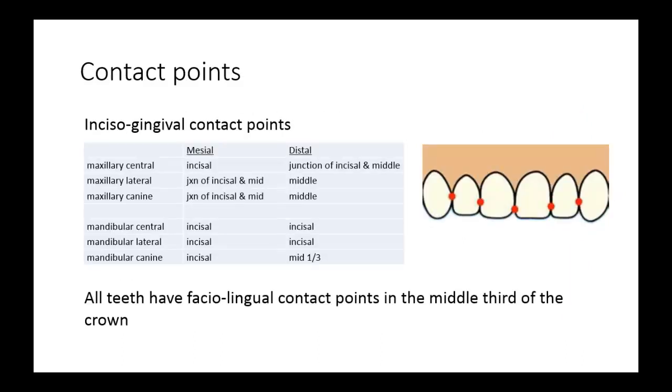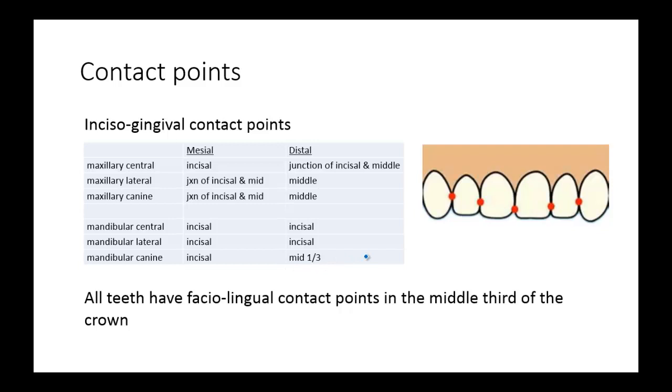So contact points. Remember we talked about this earlier. This is a table just for incisal-gingival contact points. I think the easiest way for me to remember this is that for mandibular, all the contact points are incisal except for the mandibular canine. That's going to be the middle third.